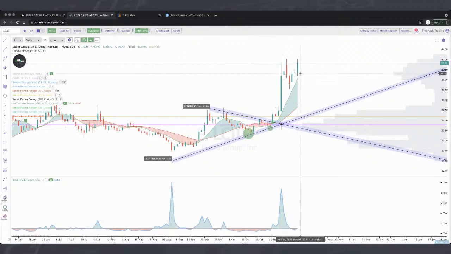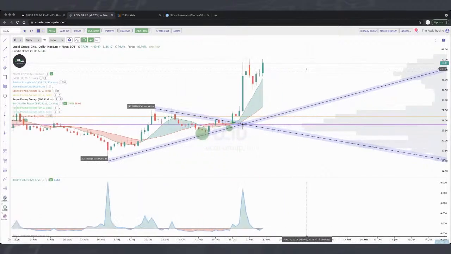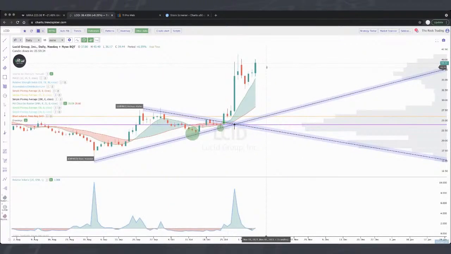So therefore, I know we have a very nice price action today on Lucid. It went over to about $40 for a brief moment, and it pulled back some. So we'll see how that goes.